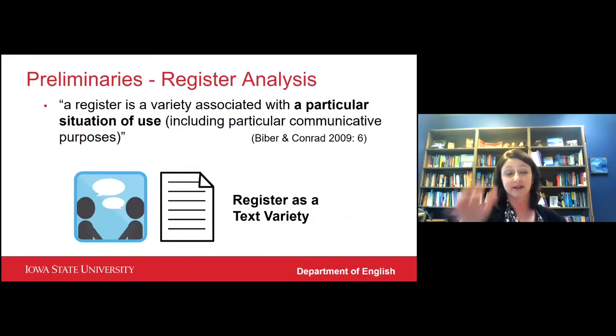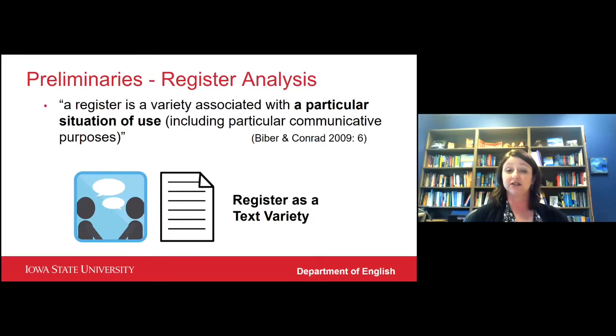So just a little bit of a preliminary. I think that throughout this series, you've heard the term register a lot, but just to very briefly state how I see register. I see register as a variety associated with a particular situation of use, and that includes a particular communicative function. And what this means is that in essence, register is a term that allows us to talk about a text variety. And we talk about a text variety because it occurs within a particular context and with a particular purpose. So the question is, why is register or text variety important?